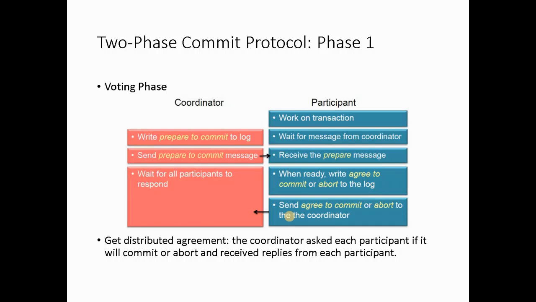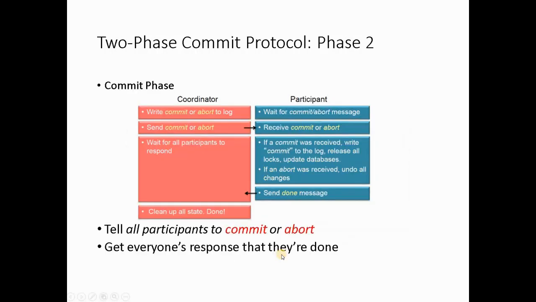Once the coordinator sends the prepare-to-commit message, the participant receives it, and when it's ready, it will write agree-to-commit or abort in the log. The coordinator side waits for all participants to respond. The participant at the end says agree-to-commit or abort to the coordinator. This is called the voting phase. Basically, it gets the distributed agreement: the coordinator asks each participant and then waits for the replies.